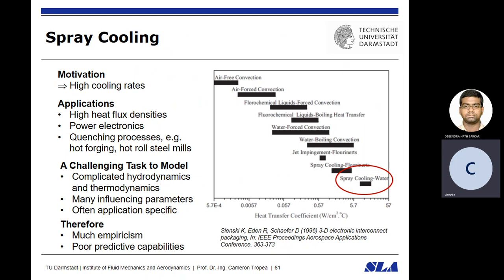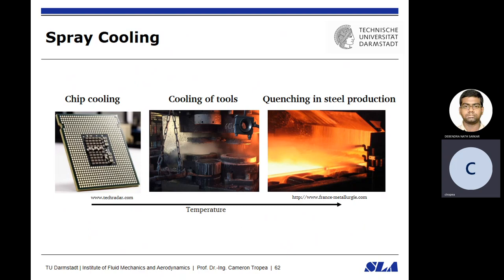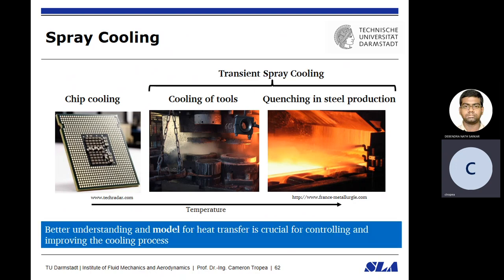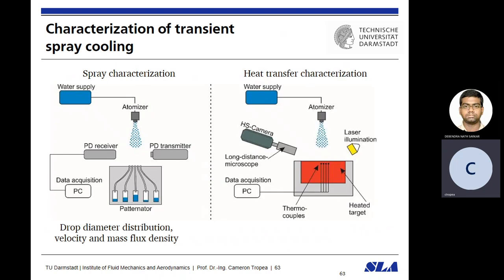And up to now, most of this has been done in a trial and error way, where you shoot a spray and hope. But this is used in chip cooling, of tools, in hot forging, or quenching in rolled steel mills, where you cool. And this then determines the features and characteristics of your rolled steel. So if you want to look at that, you put a spray onto a surface, you measure the heat flux from the surface, you measure the spray in terms of size, velocity, and number density of droplets, and then you say, okay, this spray cooled that well.